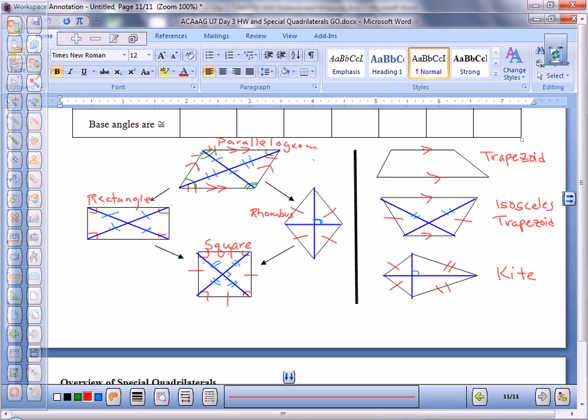Now, there are a lot of special things about a parallelogram. On a parallelogram, opposite sides are congruent, which is why we got 1 tick, 1 tick. 2 ticks, 2 ticks. Opposite sides are congruent on a parallelogram. Opposite angles are congruent. So that's why we got 1 angle mark, 1 angle mark. 2 angle marks, 2 angle marks.